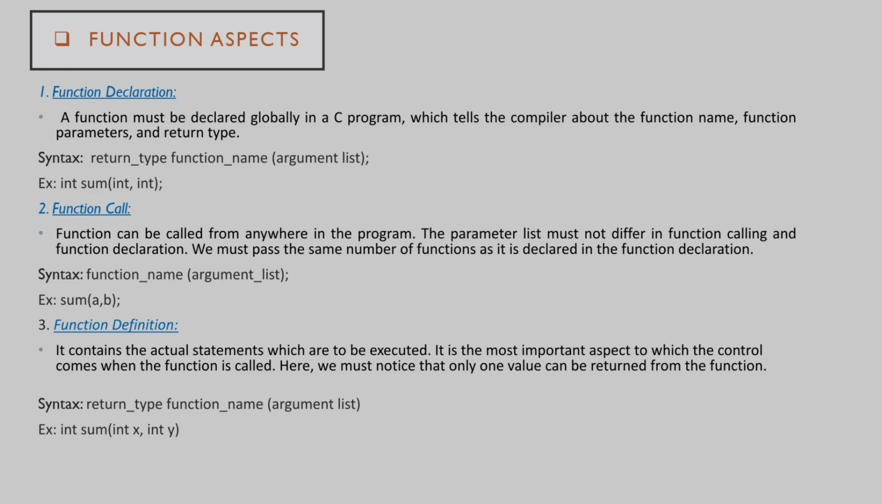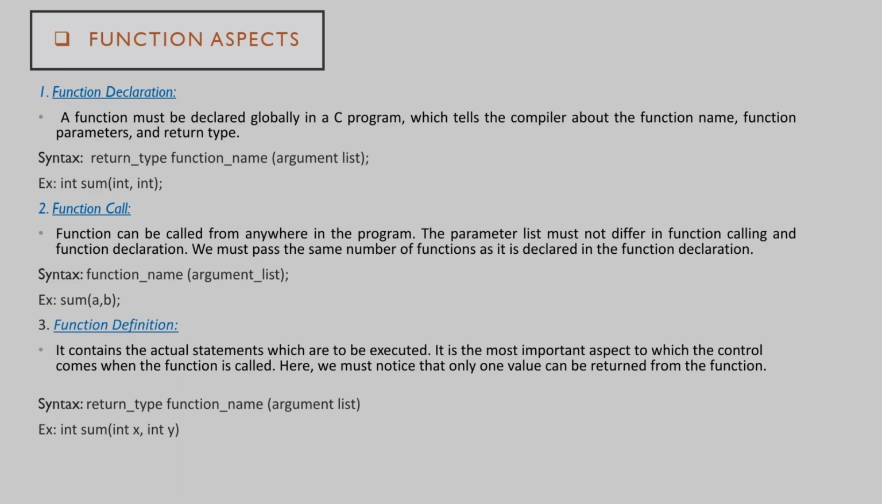Function call: a function can be called from anywhere in the program. The parameter list must not differ between the function call and the function declaration. We must pass the same number of arguments as declared in the function declaration. Syntax: function name, argument list.